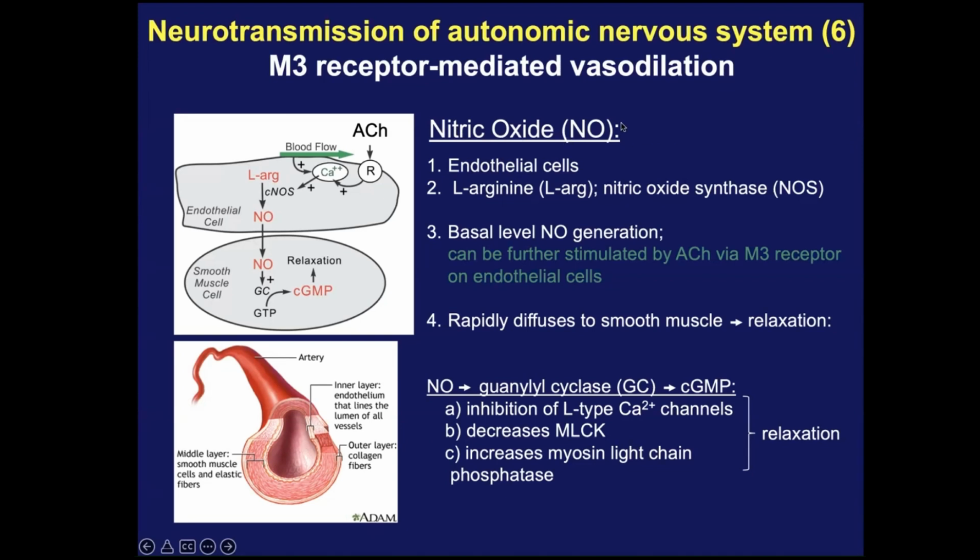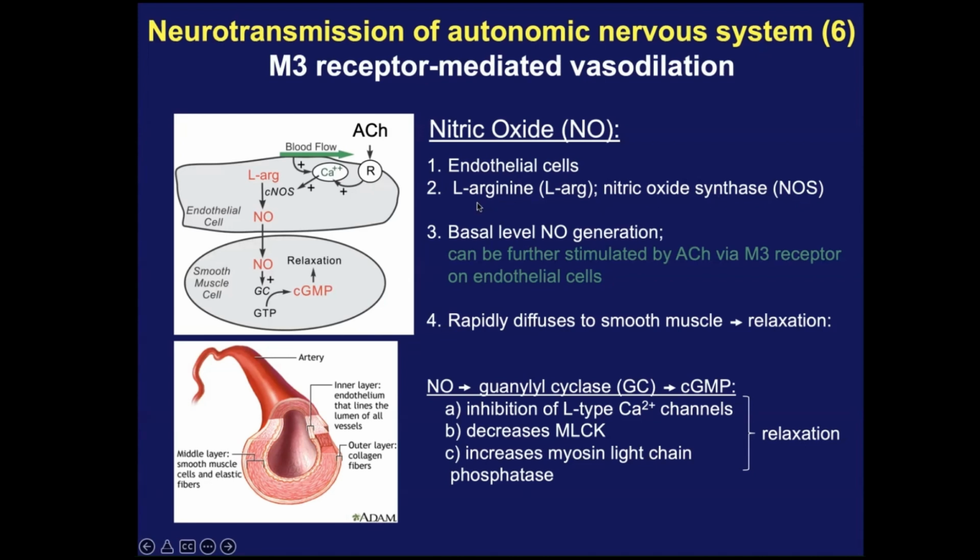The nitric oxide, or the NO, is a potent vasodilator, which means it can relax the smooth muscle, causing the dilation of the vessel. NO is produced in the endothelial cells using L-arginine as the substrate. And this reaction is catalyzed by this enzyme called NOS. And the full name is called nitric oxide synthase, or NOS here.